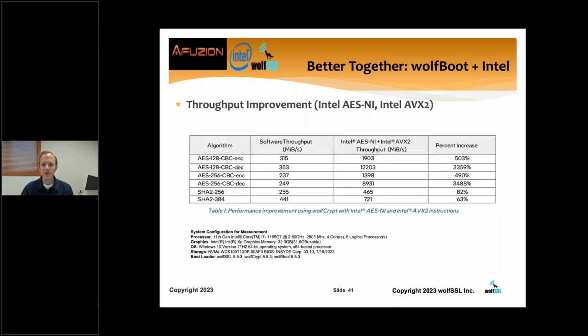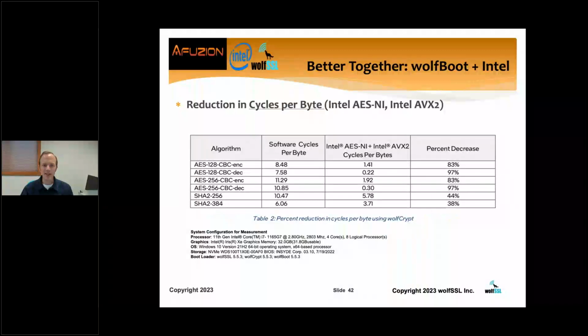Here are a couple of tables for your reference. This one shows throughput improvement with those algorithms, and this table shows the reduction in cycles per byte. We've also got some system configuration details at the bottom of the slide to let you know what type of platform we were using for these benchmarks.